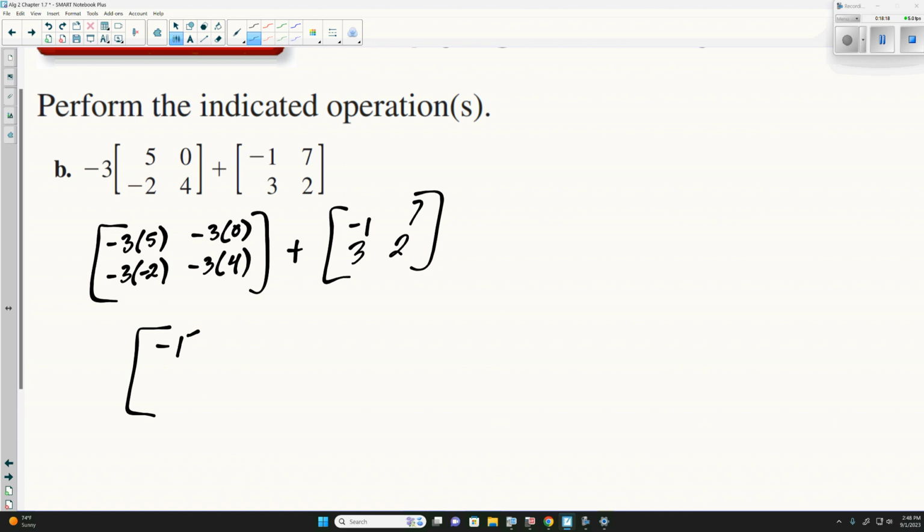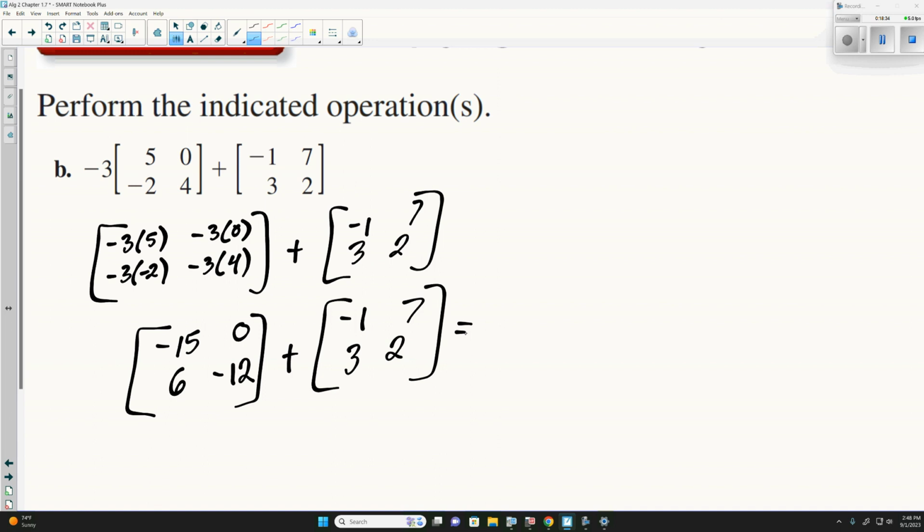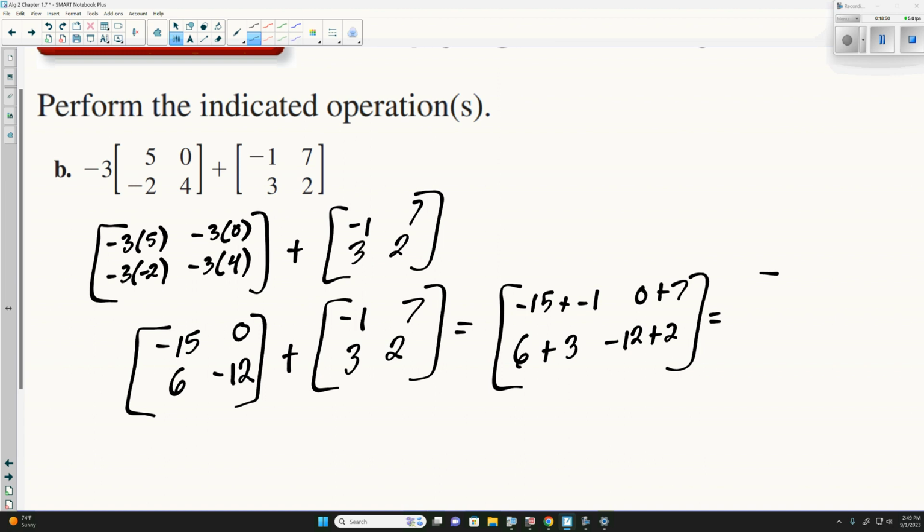Well, negative 3 times 5 is negative 15. Negative 3 times negative 2 is 6. Negative 3 times 0 is 0. And negative 3 times 4 is negative 12. Now, negative 15 plus negative 1, 0 plus 7, 6 plus 3, negative 12 plus 2 would give us negative 16, 7, 9, negative 10.